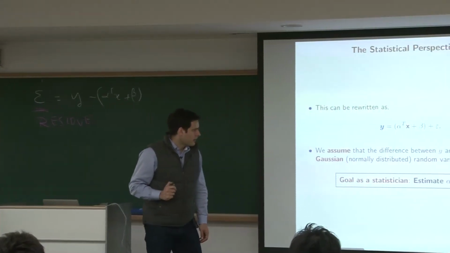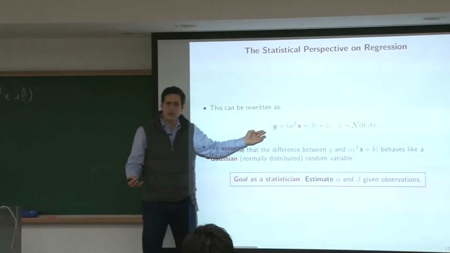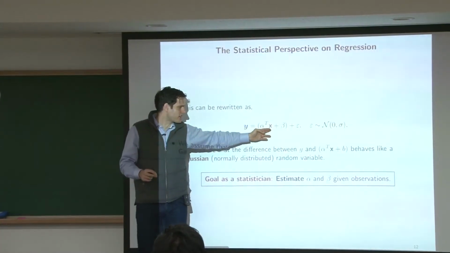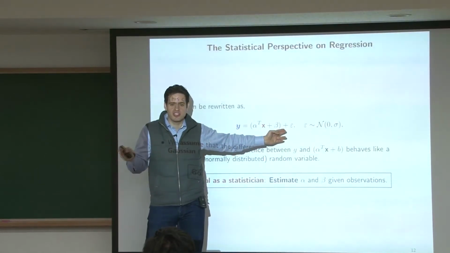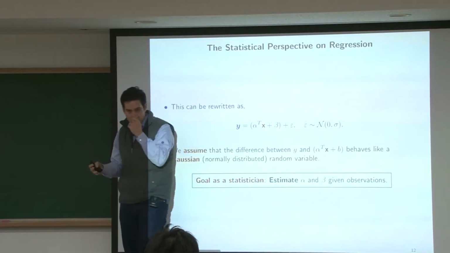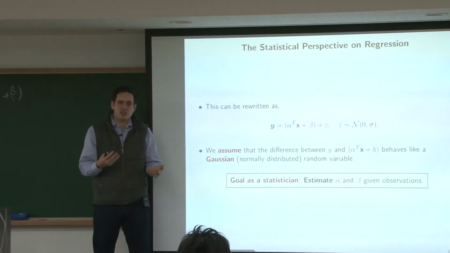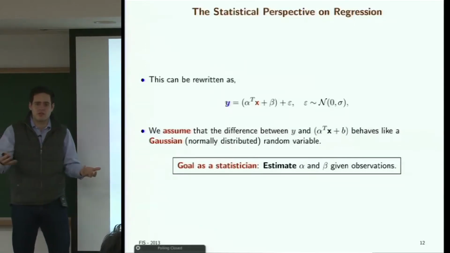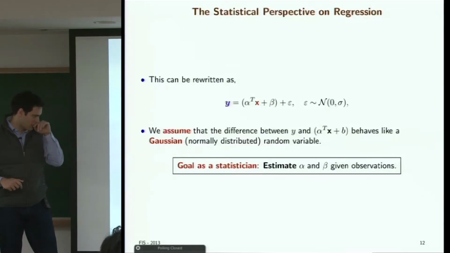Of course, this can be rewritten as y in nature will always be equal to alpha transpose x plus beta plus a fudge factor, if you want, something that just changes things a bit. And I assume that this epsilon, this noise, sometimes it's called noise, but I think noise doesn't really reflect the fact that it's not just about measurement noise. It's also that nature is not deterministic. So there is something that appears here, and this is distributed this way.